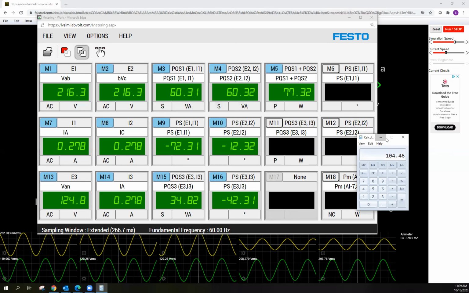Oh, so if I take the RMS of this times this, well, it's already an RMS, I get 60 and 60. Wait a second. 60 plus 60 is 120. That does not match 104. What's wrong? Does the 2-watt meter method not give us apparent power?